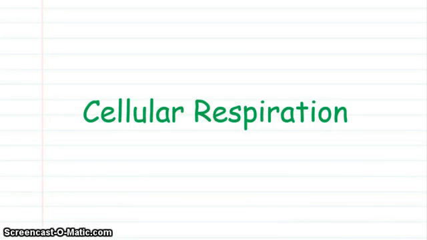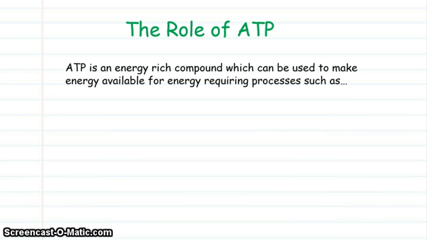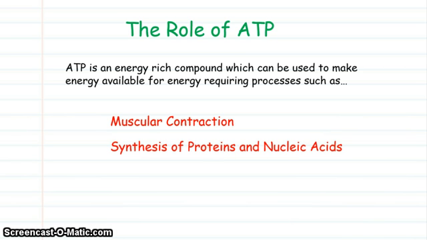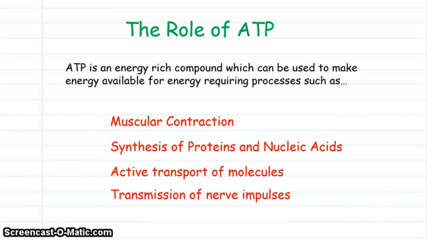Okay everyone, so the third part of Unit 2, Higher Biology, Metabolism and Survival is Cellular Respiration. Firstly, we look at the role of ATP, which is what's produced by respiration. It is an energy-rich compound, which is used to transfer energy to processes in the cell, such as muscular contraction, making proteins and nucleic acids, active transport of molecules, and transmission of nerve impulses, amongst other things.